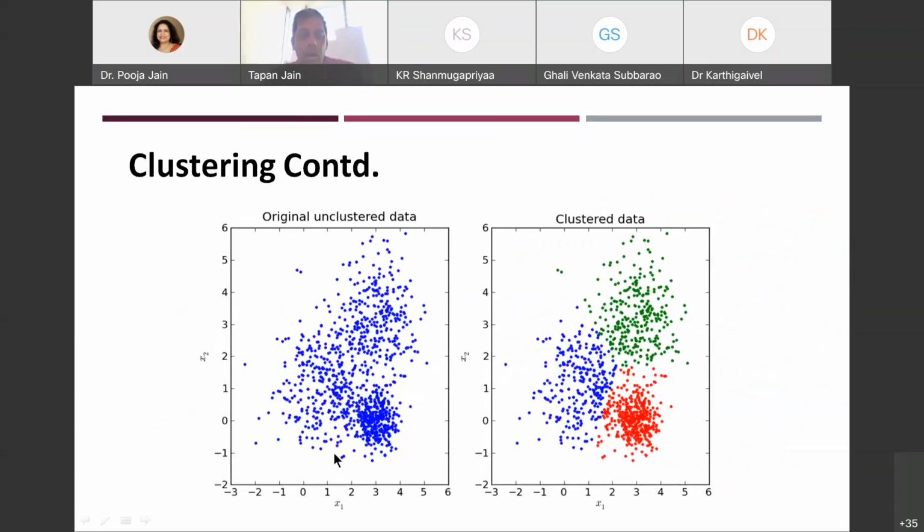Now this is my unclustered data. I don't know the data properties, but based on discovery, if you look carefully, my data is divided into three clusters. Right, so the green one, the blue one, and the red one.